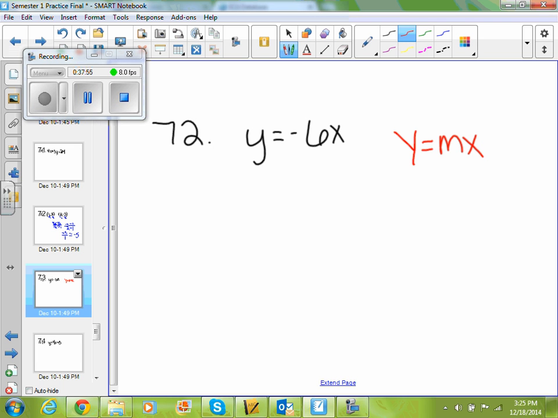So is that in the form y equals mx? If it's in the form, then we would say, yes, this is a direct variation. What is my constant of variation, my m? Negative 6. Easy peasy.